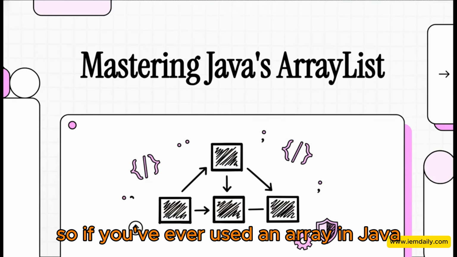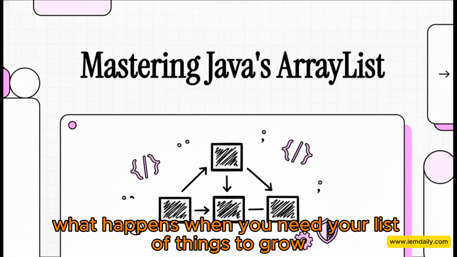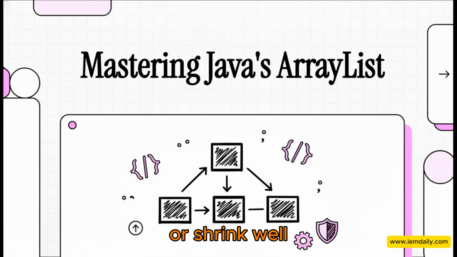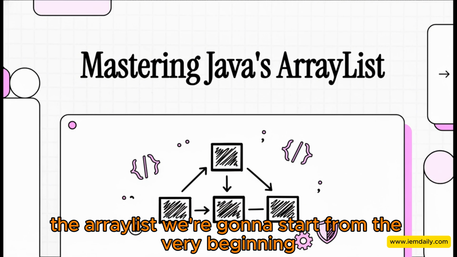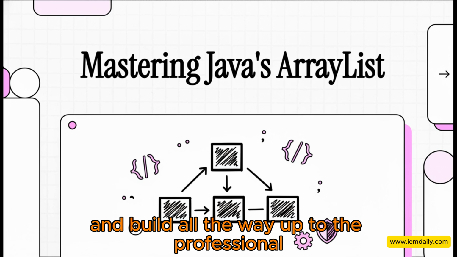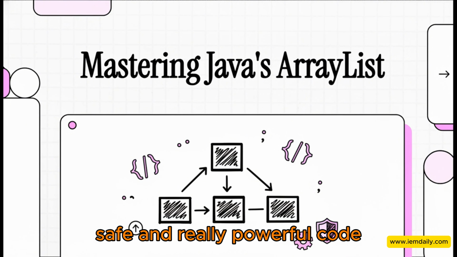So if you've ever used an array in Java, you know they can feel a little restrictive. I mean, what happens when you need your list of things to grow or shrink? Well, today we're going to master the perfect solution for that, the ArrayList. We're going to start from the very beginning and build all the way up to the professional, best practice way of using it to write clean, safe, and really powerful code.